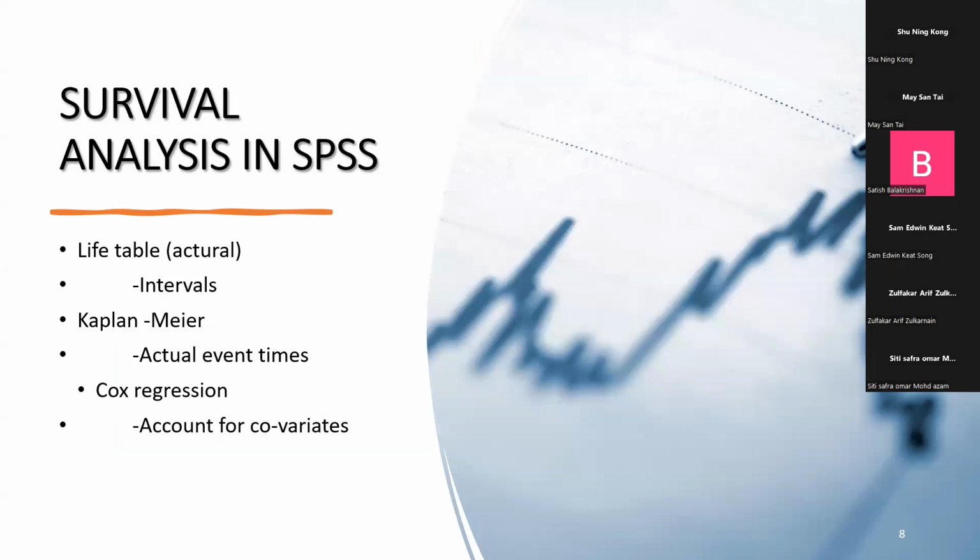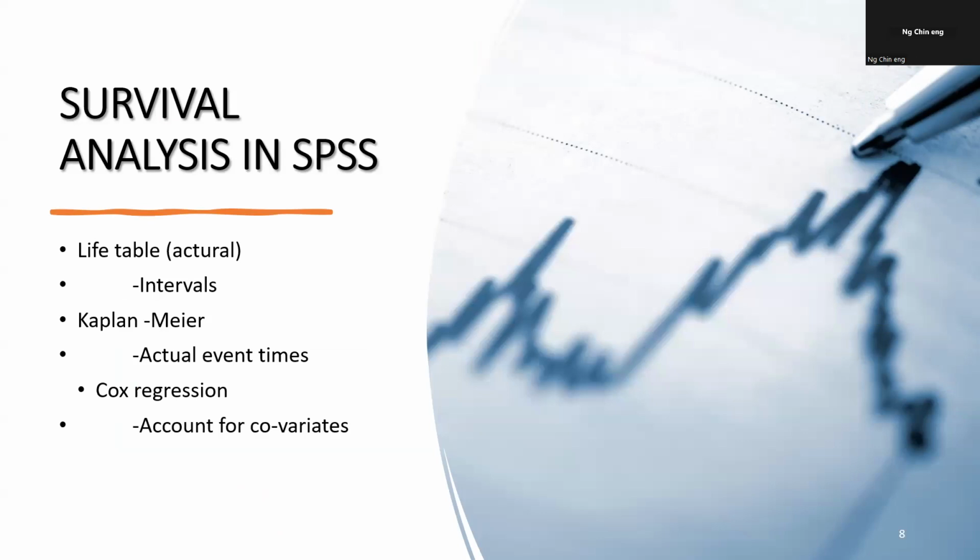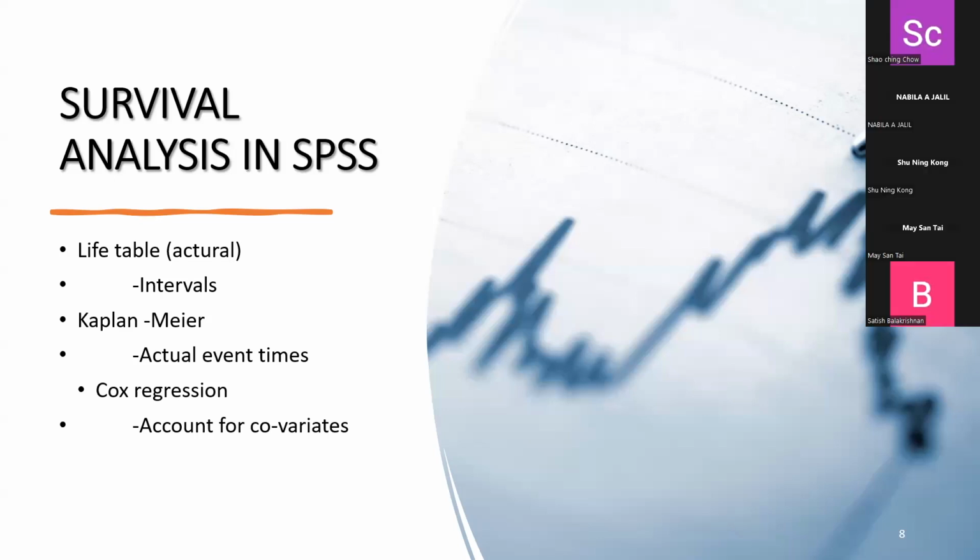Inside this survival analysis method, we can do a life table. We use the life table to see the intervals. We can also see the Kaplan-Meier curve, from time 0, which means the start of the study, to some length or duration of a study. Cox regression is the one that we look at for what factors affect the survival.